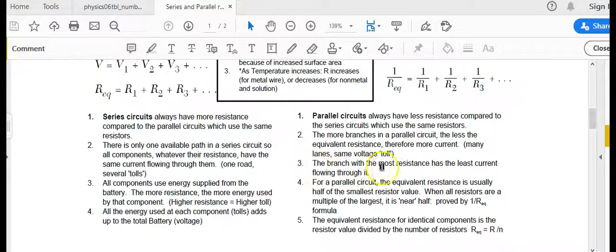The branch with the most resistance has the least current flowing through it. For a parallel circuit, the equivalent resistance is usually half of the smallest resistor value. When all the resistors are multiples of the largest, it is nearly half, proved by the 1 over Req formula. And finally, the equivalent resistance for identical components is the resistor value divided by the number of resistors. So the equivalent resistance, Req, equals R over the number of resistors. And we're going to look at a problem in a moment.